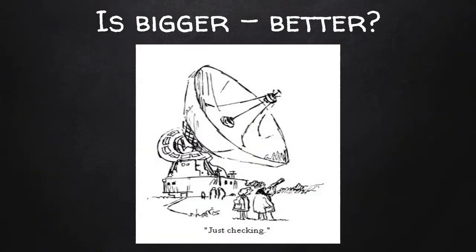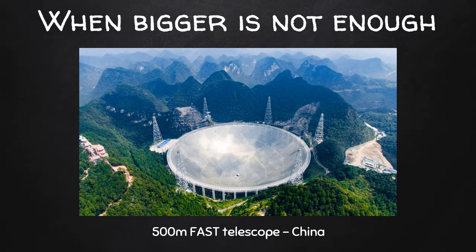So a question may ponder in your mind: are bigger telescopes better? Bigger telescopes have their own disadvantages. Now consider here the 500 meter FAST telescope in China. It is fixed to the ground. You can't point it towards any desirable direction. There are engineering limitations to building a mobile telescope beyond a certain size.